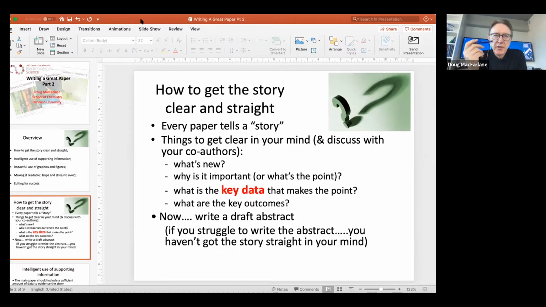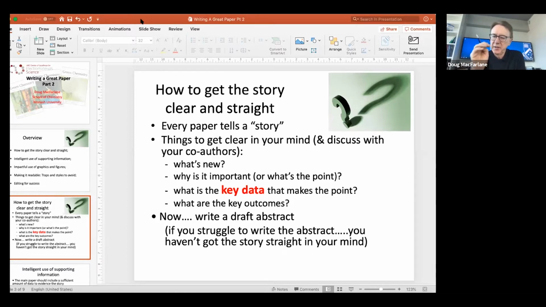So every paper tells a story, and you've got to figure out what that story is, following those dot points about what's new, why is it important, what data do you have that is really important in demonstrating that point, and what does it all mean, what are the outcomes. And then you should be able to write down an abstract.